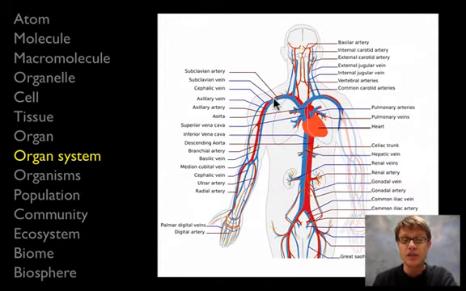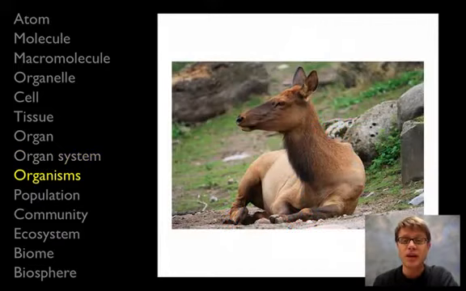Here we have our red blood cell, but we also have the heart and all of these arteries and veins, and they're working together to move that red blood cell around your body. Next, we have an organism. This is called an elk. An elk is made up of a number of organ systems that are working together.